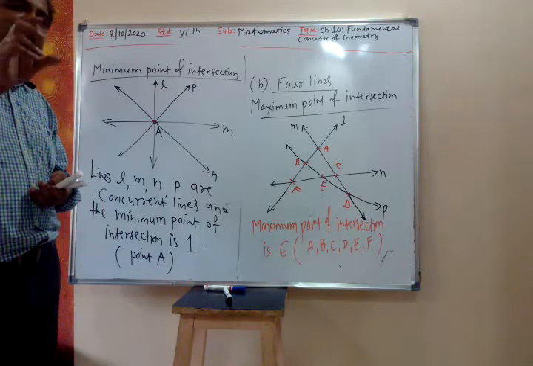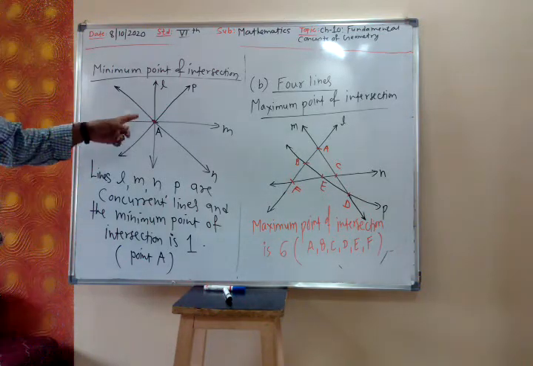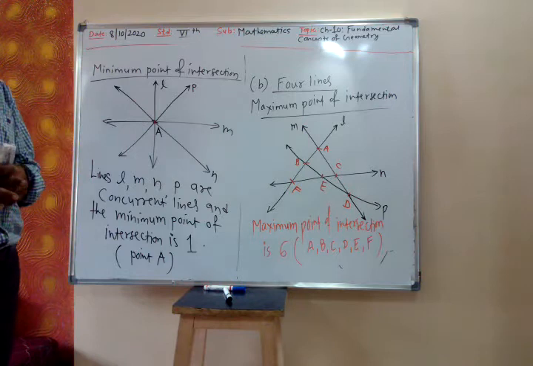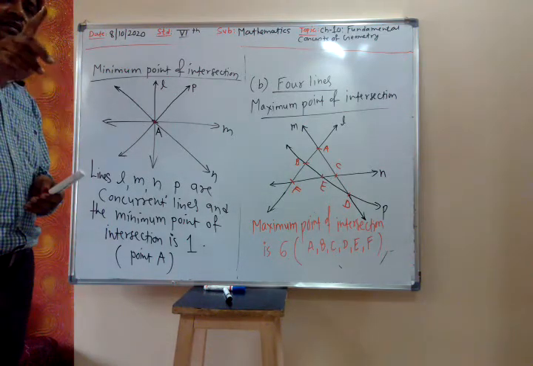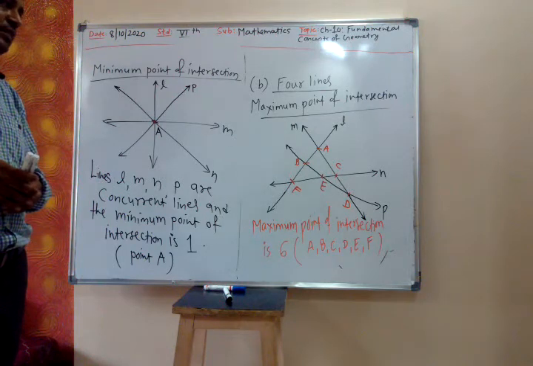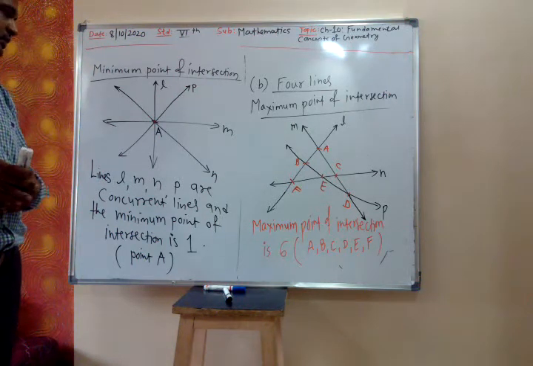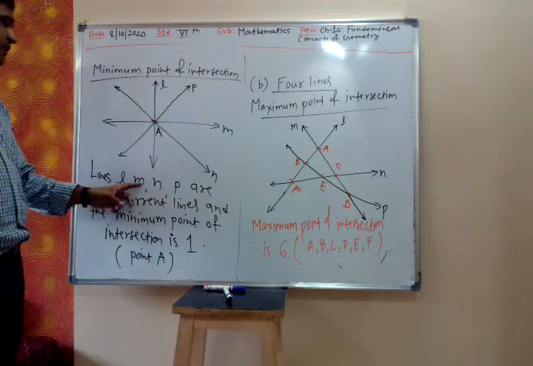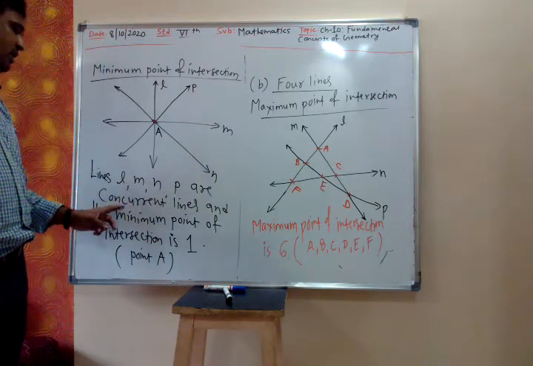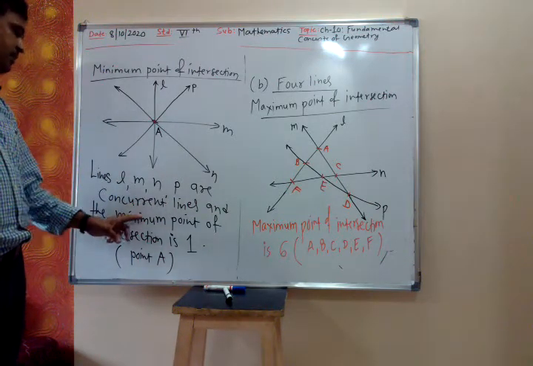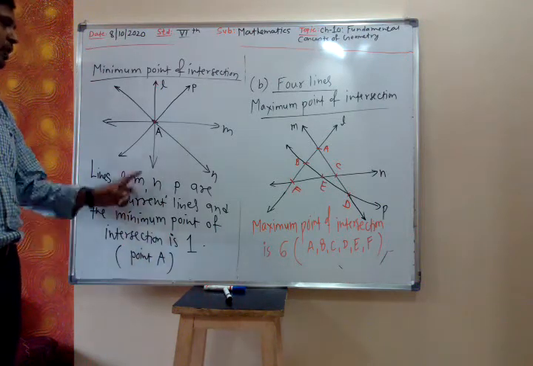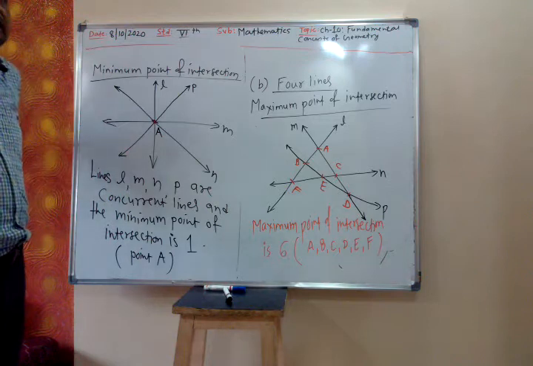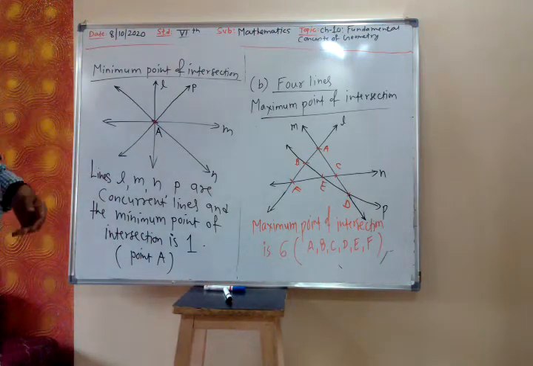And for concurrent lines, the minimum point of intersection is 1, as we have seen for 3 lines also. Lines L, M and P are concurrent lines and the minimum point of intersection is 1. In bracket I have written point A.